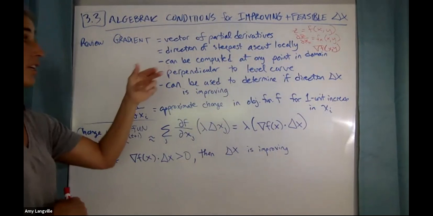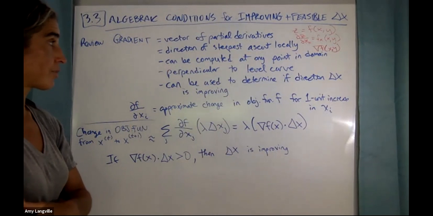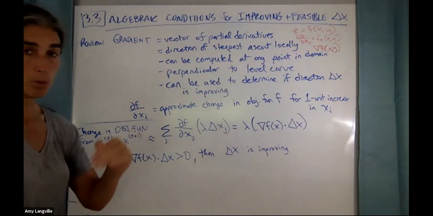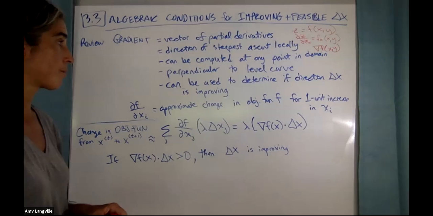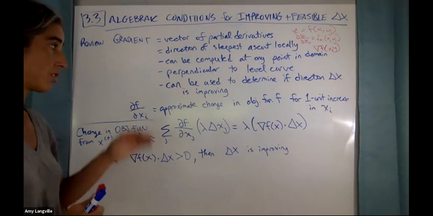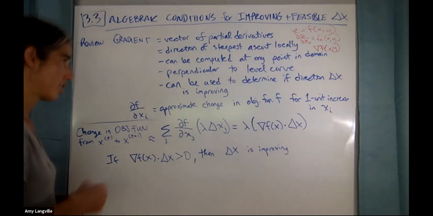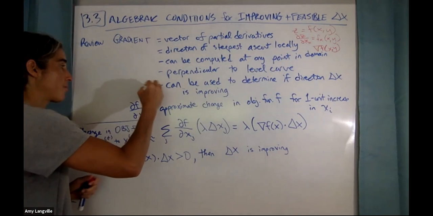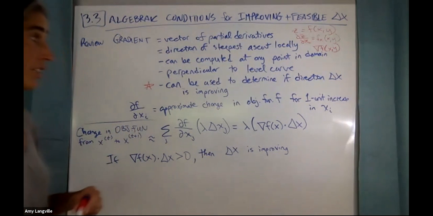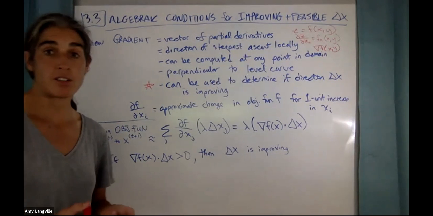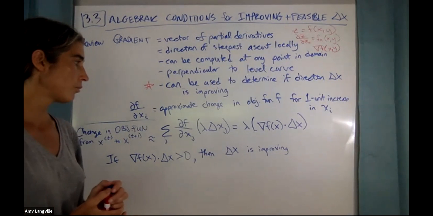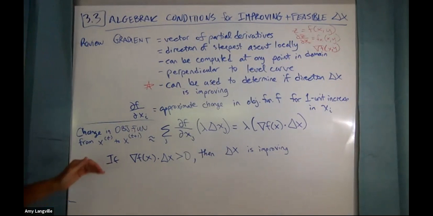You can compute a gradient at any point on a surface. Those gradients are always perpendicular to the level curves, and they can be used to determine, this last one is the key for us in optimization, if a direction vector is improving. And we're going to do that with a few more facts here.